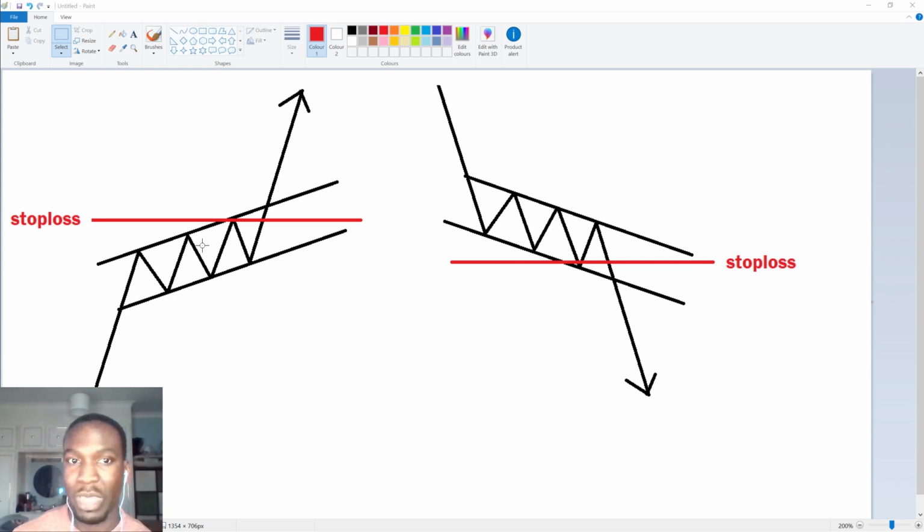Unlike a normal channel pattern, it won't consolidate at the old resistance as a new support. It will just straight up break out.